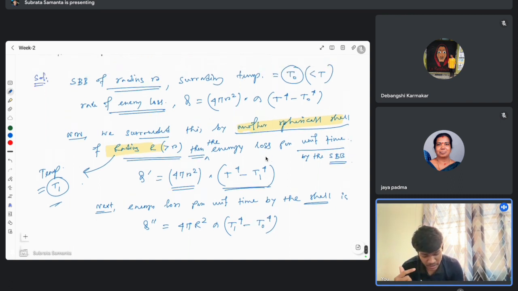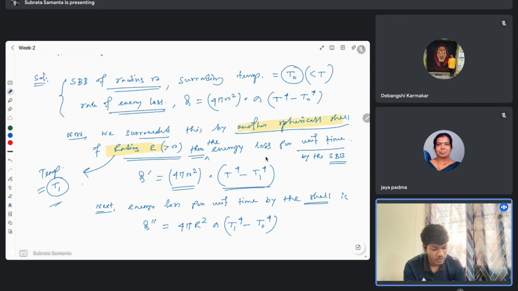Initially, there is no spherical cell, so we go from T to T0. But now we surround it with the spherical cell. So the body radiates, with energy loss from T to T1, and the energy loss by the spherical cell is from T1 to T0, because T0 is the surrounding.